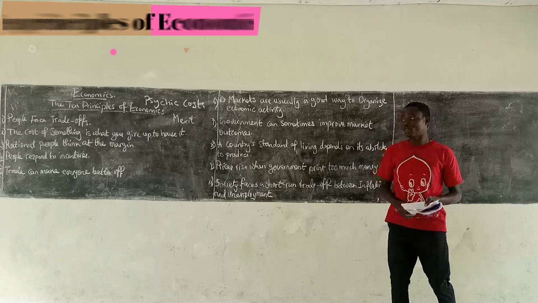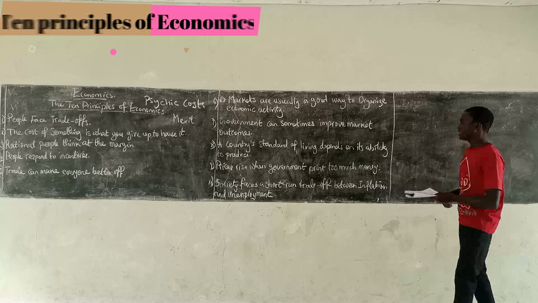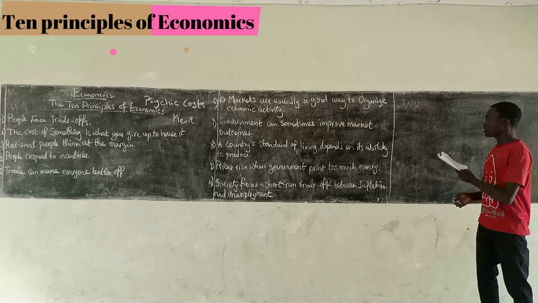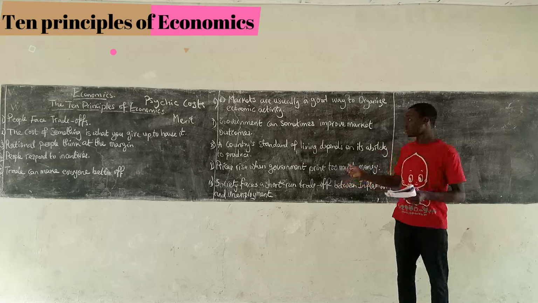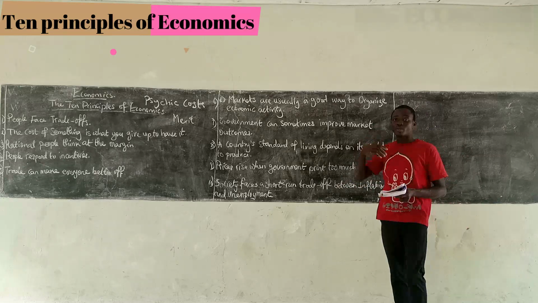I think an example will be coming to number 9: prices rise when government prints too much money. So how does this happen? When government prints too much money.